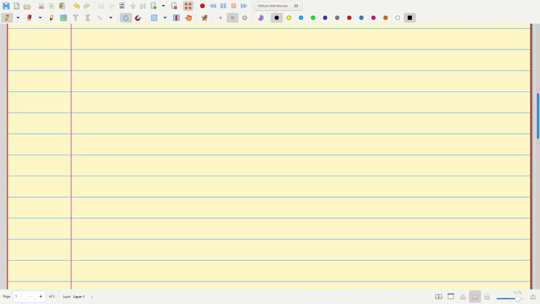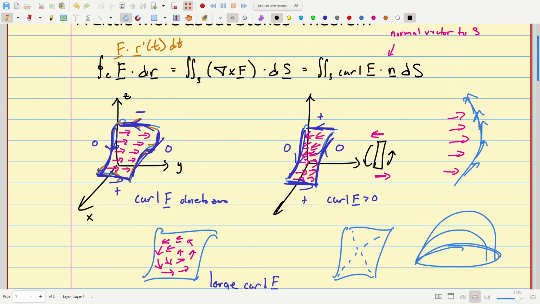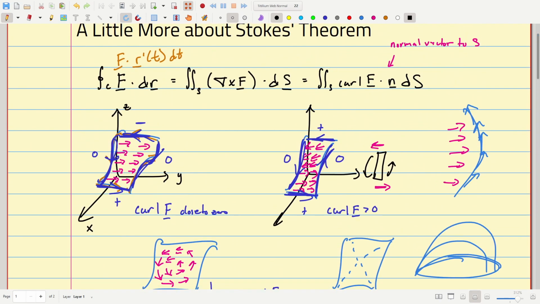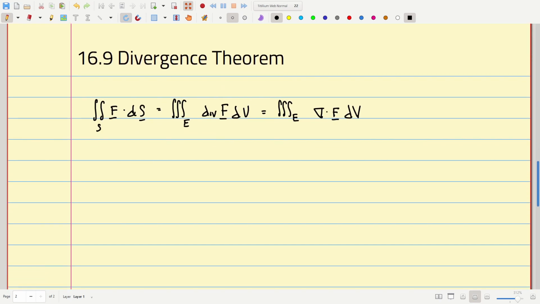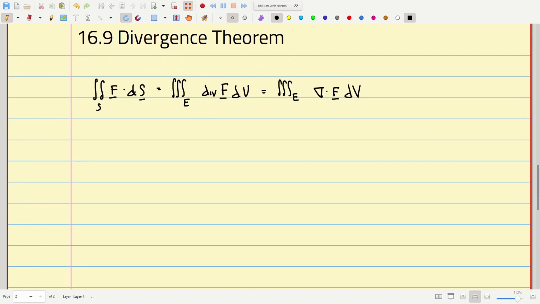Stokes's theorem is measuring the circulation of the vector field at the boundary of the surface. It's the tendency of the vector field to twist inside. The divergence theorem is perhaps a little bit easier to understand in terms of what's going on.